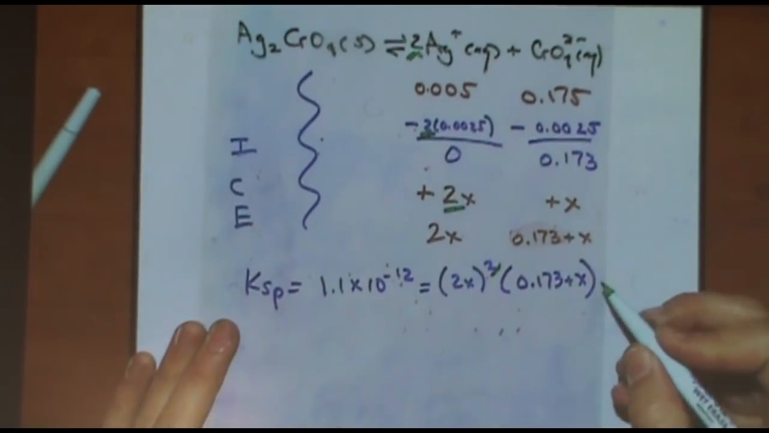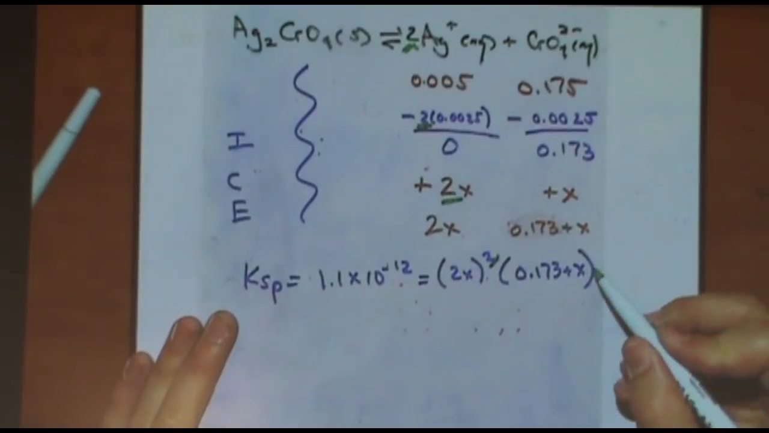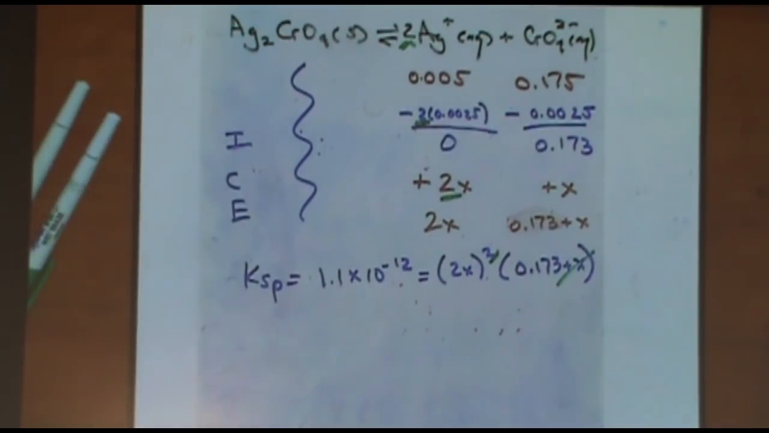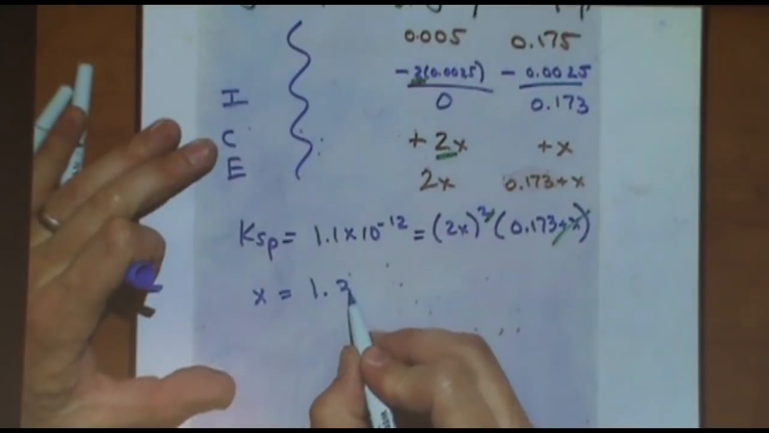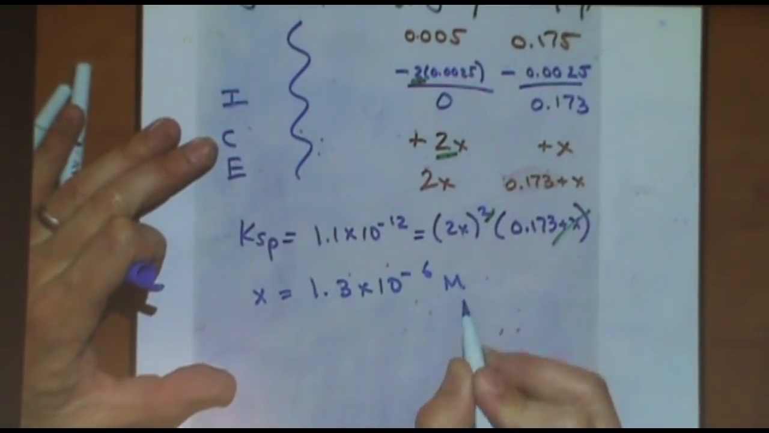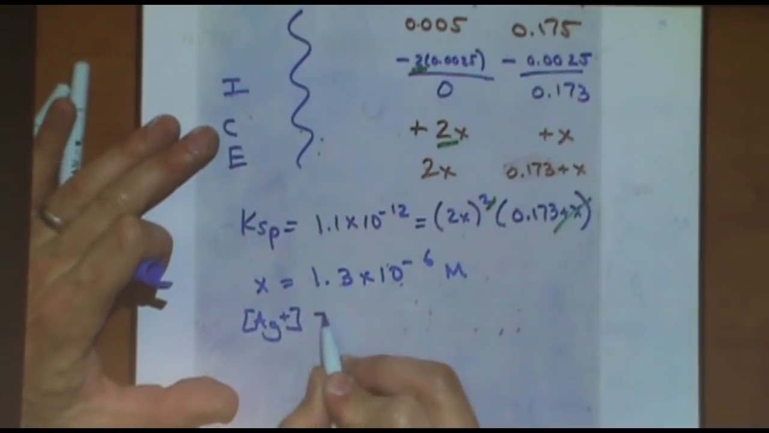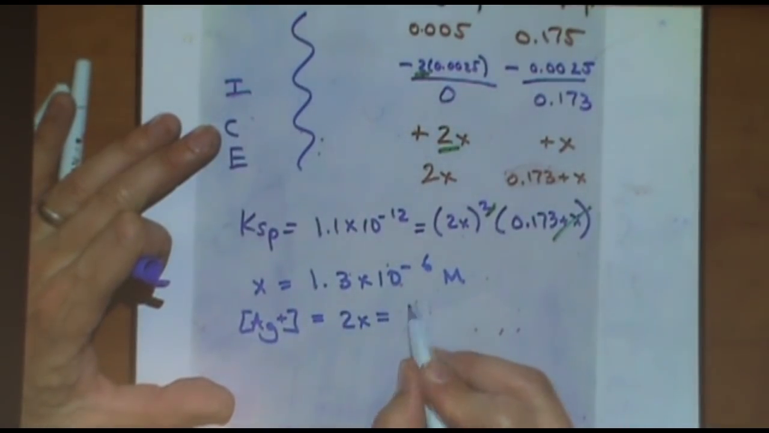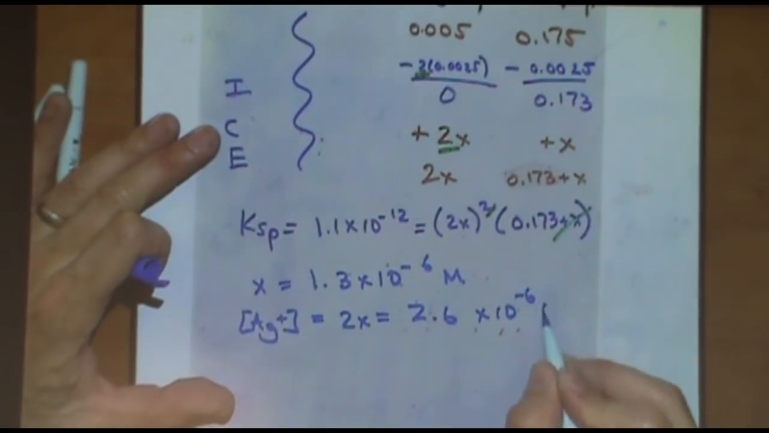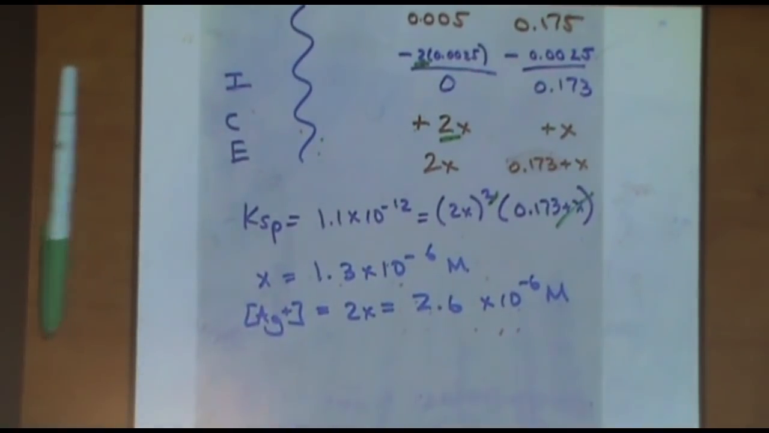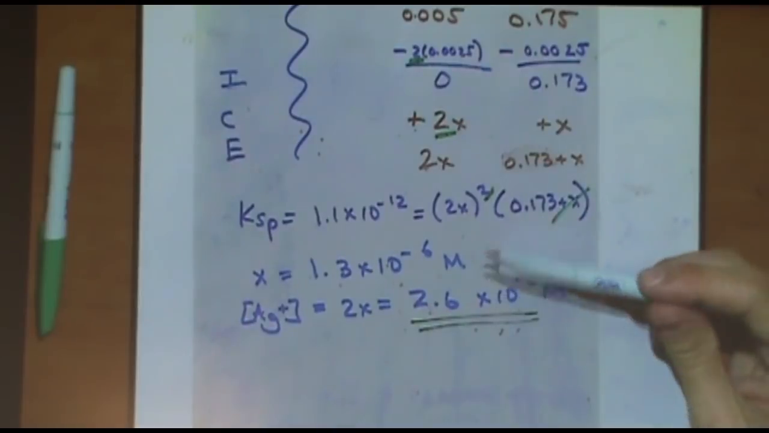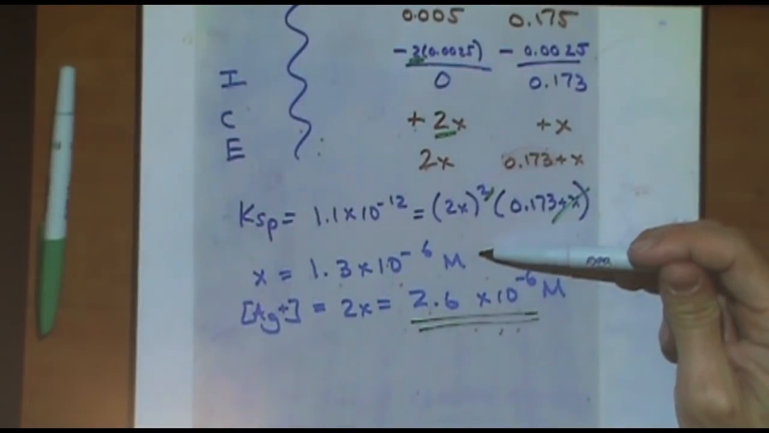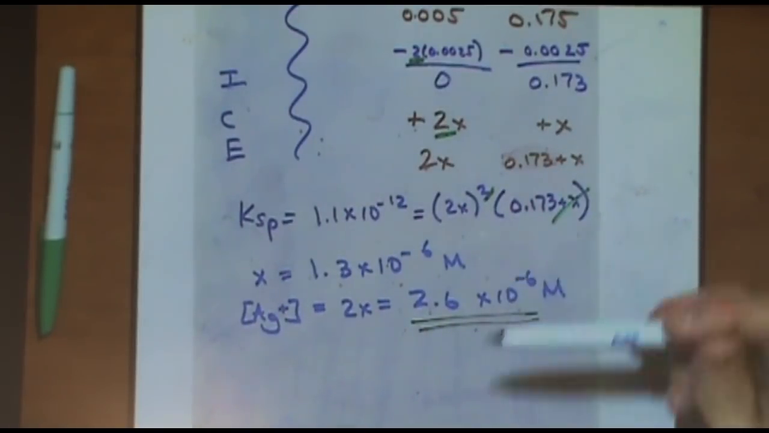Is x small here? Yeah, if you're doing a Ksp problem, x is small. That could drop out. And I got x is equal to 1.3 times 10 to the minus 6 molar. I cared about the silver concentration at equilibrium, which is equal to 2x, or double that number, 2.6 times 10 to the minus 6 molar. So there's part B, the silver ion concentration. This would also be called what? X, the molar solubility. If we ask for the molar solubility, it would be that number.